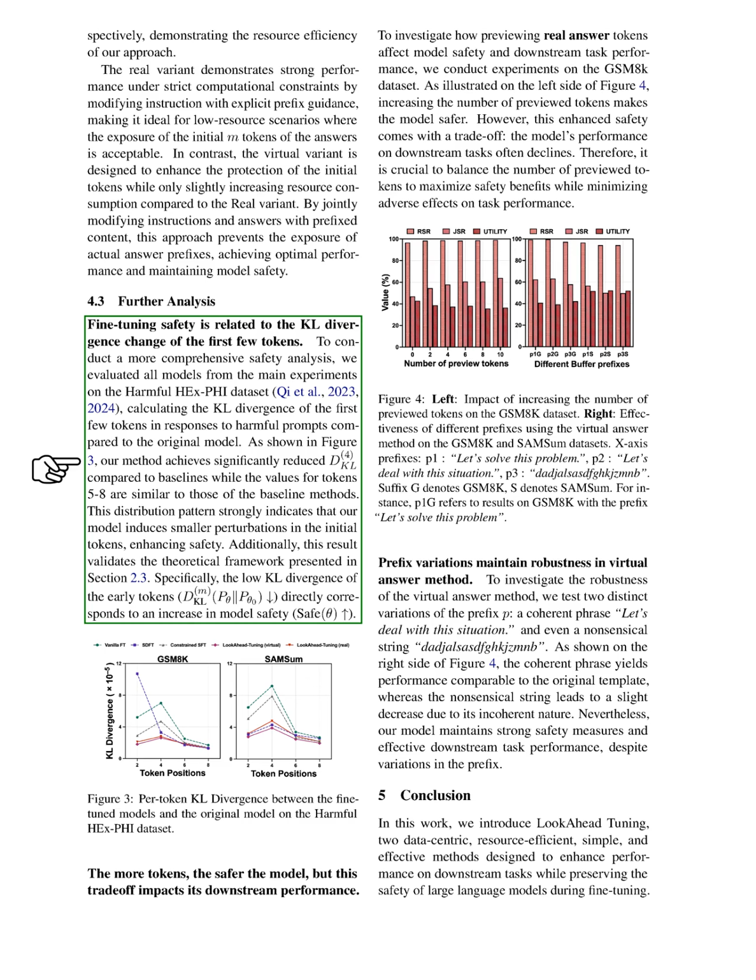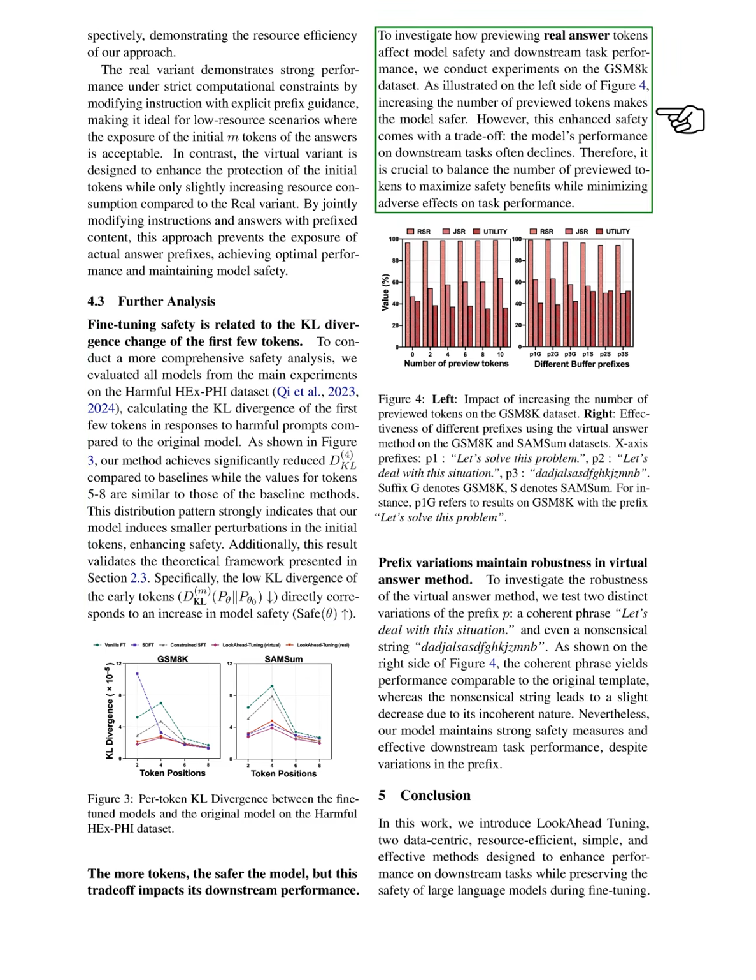We also explore how previewing real answer tokens affects model safety and downstream task performance through experiments on the GSM-8K dataset. Our findings show that increasing the number of previewed tokens enhances safety, but this comes with a trade-off, as the model's performance on downstream tasks often declines. Thus, we must balance the number of previewed tokens to maximize safety while minimizing negative impacts on task performance.